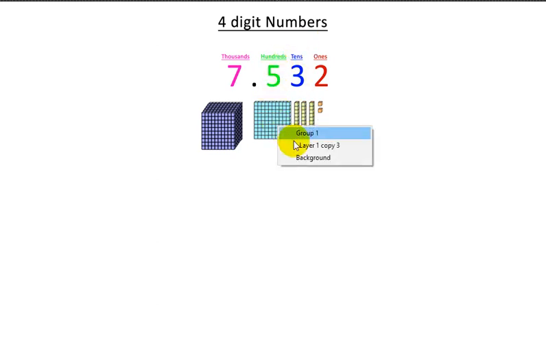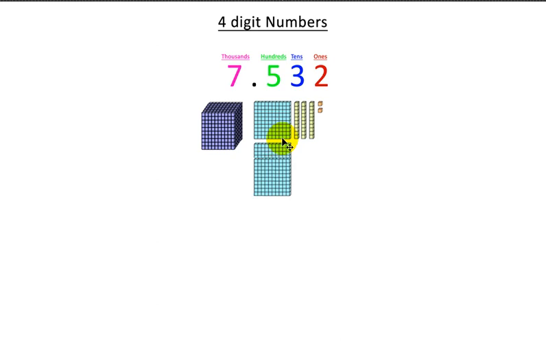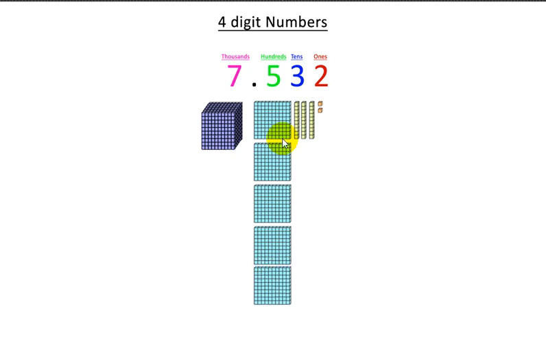Next we have the hundreds. We need to make five of them. So we already have one. Then we make another one. So that's two, three, 3, 4, 5. So now we have 500s.